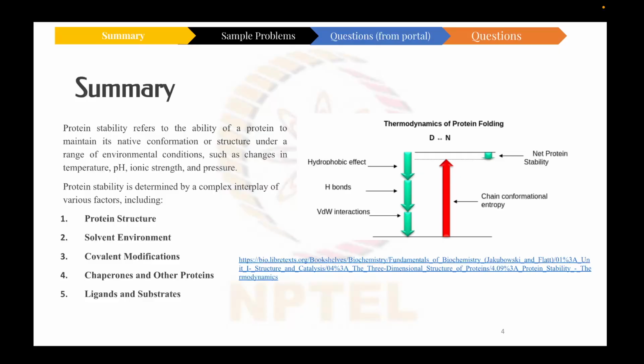So these van der Waals interactions are primarily enthalpic in nature. The attractive forces between the atoms in close proximity result in favorable interactions, leading to a decrease in enthalpy and contributing to the stability of the folded protein.